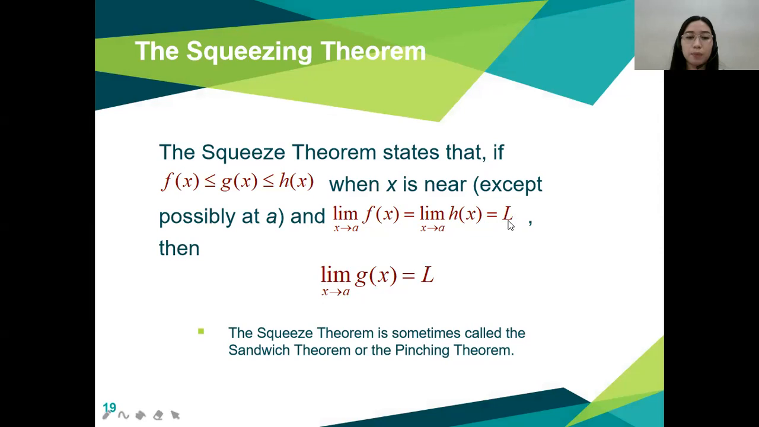Then the limit of g of x as x approaches a is equal to L. Meaning, if the functions f of x and h of x, as x approaches a, are equal, their limits are equal to L, then the third one, the function in the middle, is also equal to L. So this is the squeeze theorem.